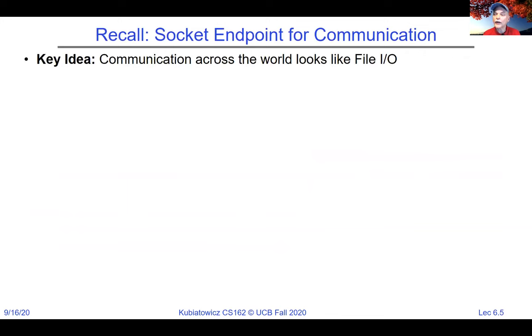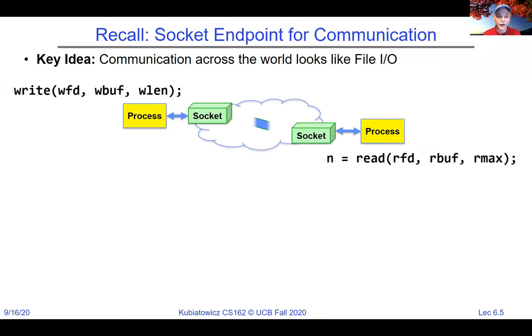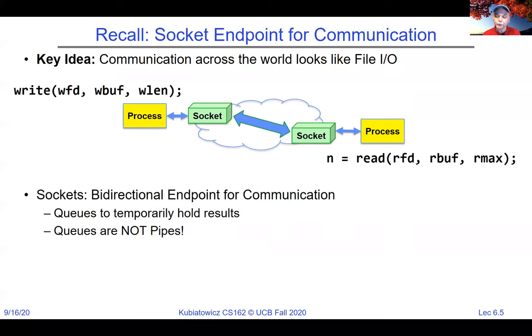The other thing is we talked about sockets. And the key idea here was that pipes are communication on the same machine, but we could have communication across the world that looks also like file I/O. And so we had this notion of a socket, which is a bidirectional communication channel. Now, pipes, of course, were single direction, kind of like half duplex, if you will. A socket is an endpoint for communication and bidirectional communication. And so you have a socket on either side.